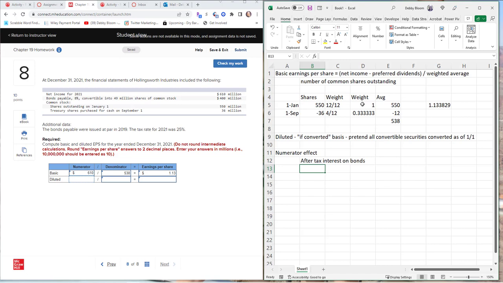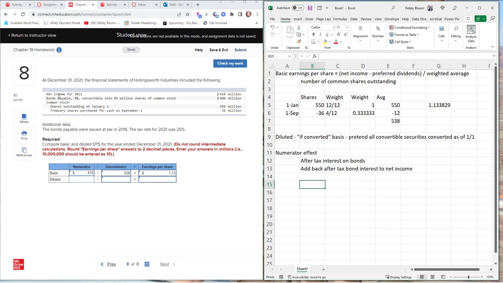So for the year, we did not have to pay back the bond interest. So we're going to add back the bond interest to net income to calculate the new numerator.